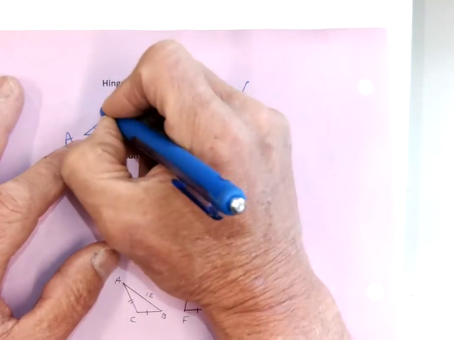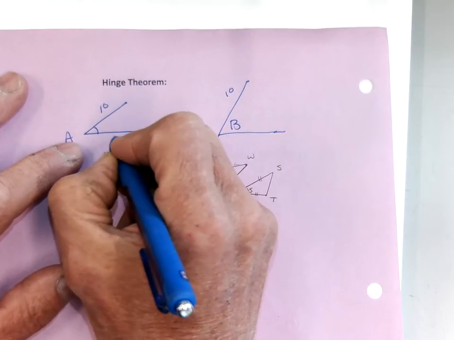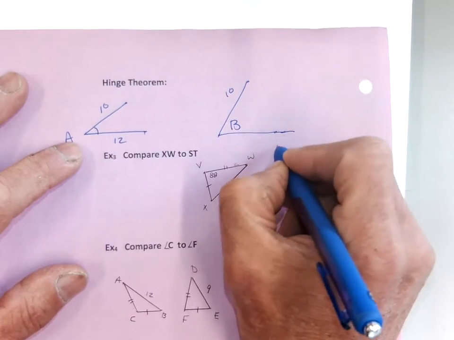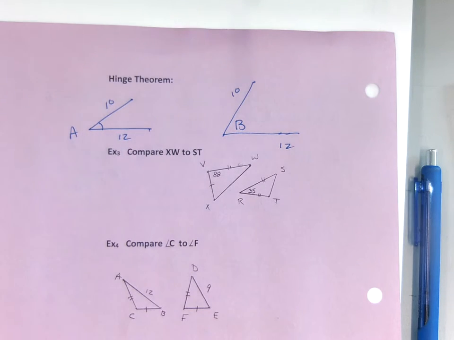Let's make this side 10, this side 10, let's make this side 12, and this side 12, okay? And I like to show the Hinge Theorem like this, because it's kind of fun. It's a good movie, okay? Just watching the human hinge. This is so obvious. Okay, watch the human hinge.